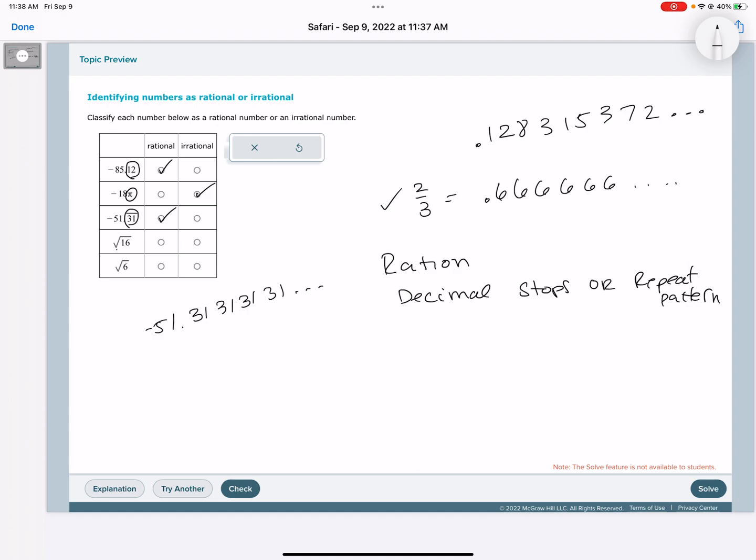Square root of 16 is 4, and so the square root of 16 is rational. And you look at the square root of 6. If you put the square root of 6 into your calculator, you can investigate what it is. So go ahead and try that, and you get a really long number that does not repeat and does not stop. So that is irrational.